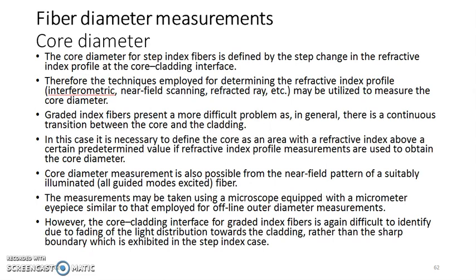Next is core diameter measurement. In core diameter measurement, generally there are two types of fiber, step index fiber and gradient index fiber. In the case of a gradient index fiber, the value of the refractive index gradually changes. So there is a continuous variation of the refractive index from the core to the cladding.